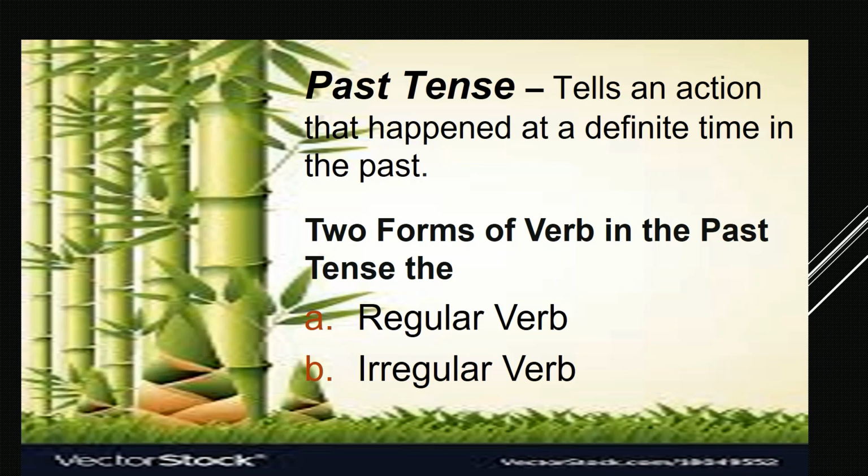Past tense tells an action that happened at a definite time in the past. Definite time in the past means to say a specific time in the past. There was an action that happened or that began and finished at a certain time in the past. The two forms of the verb in the past tense are the regular verb and irregular verb.